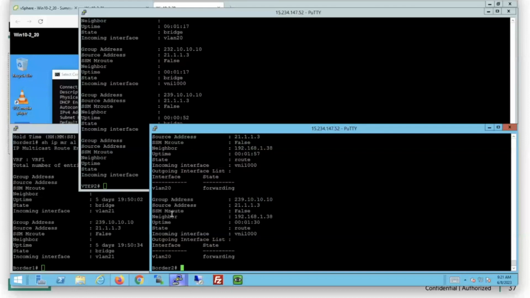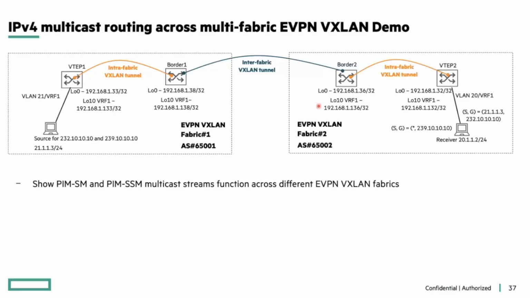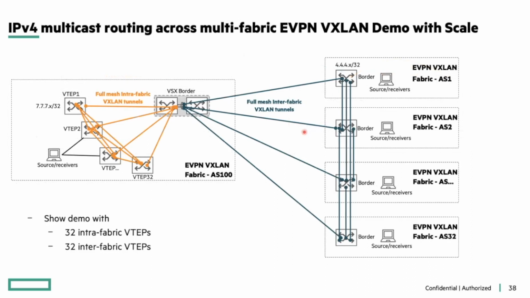Okay, so that's it for the feature demo portion. I hope you get a better understanding of both SSM and normal sparse mode across multi-fabric. Next, we also have another demo that's with scale. Okay. So in this demo, I have a VSX border here. I would like to show you we can indeed scale up to 32 intra-fabric VTAPs here. The border will appear to 32 intra-fabric within this AS number 100.